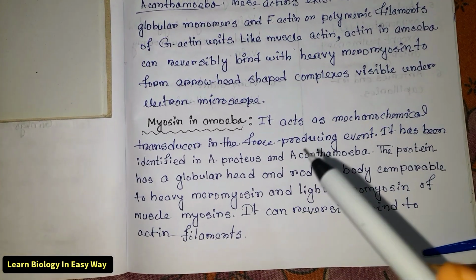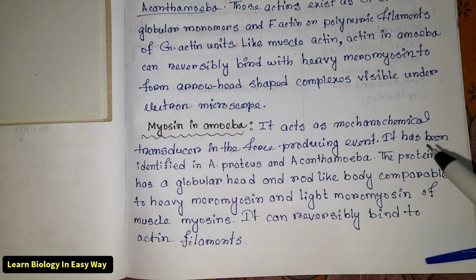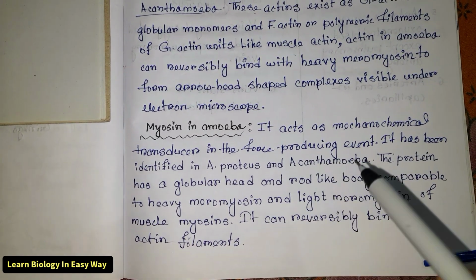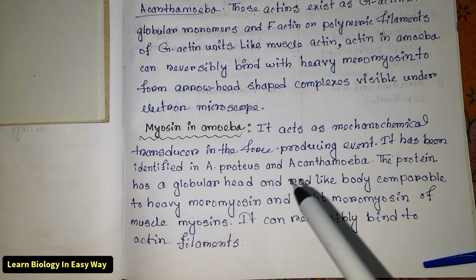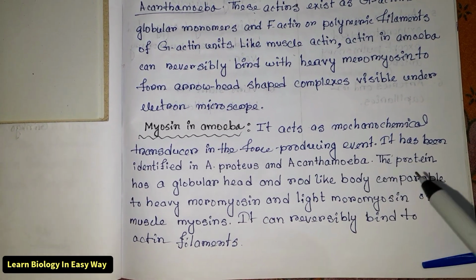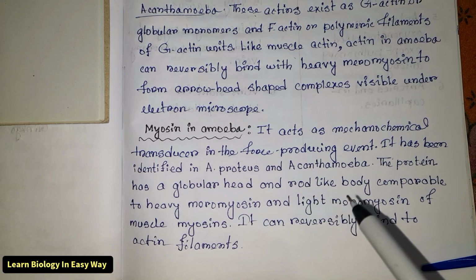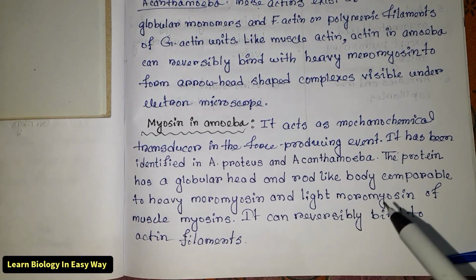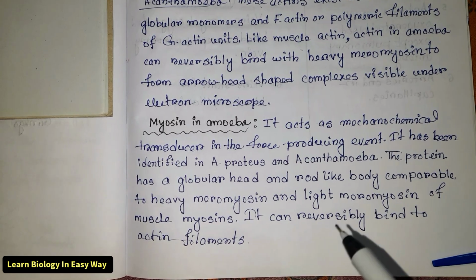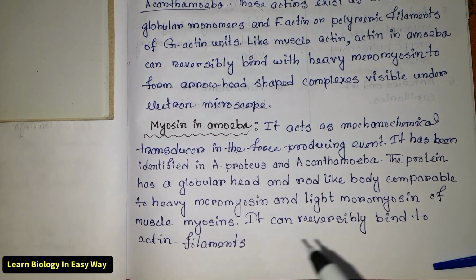Myosin in amoeba. It acts as mechanochemical transducer in the force-producing event. It has been identified in Amoeba proteus and Acanthamoeba. The protein has a globular head and rod-like body comparable to heavy meromyosin and light meromyosin of muscle myosins. It can reversibly bind to actin filaments.